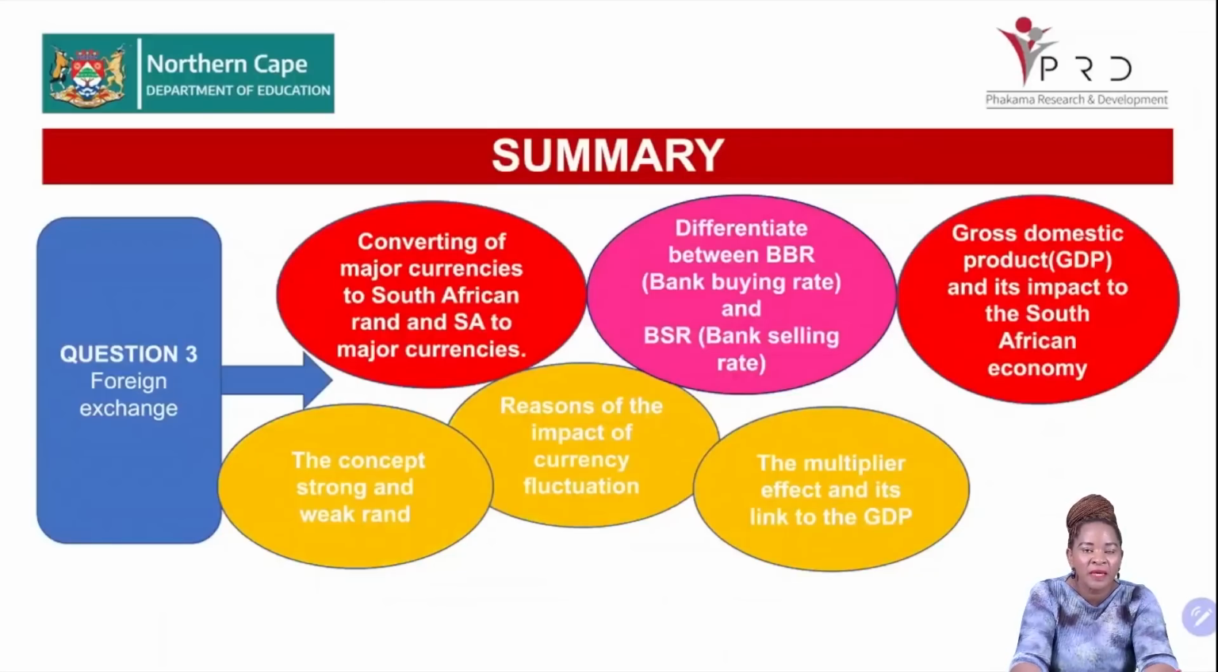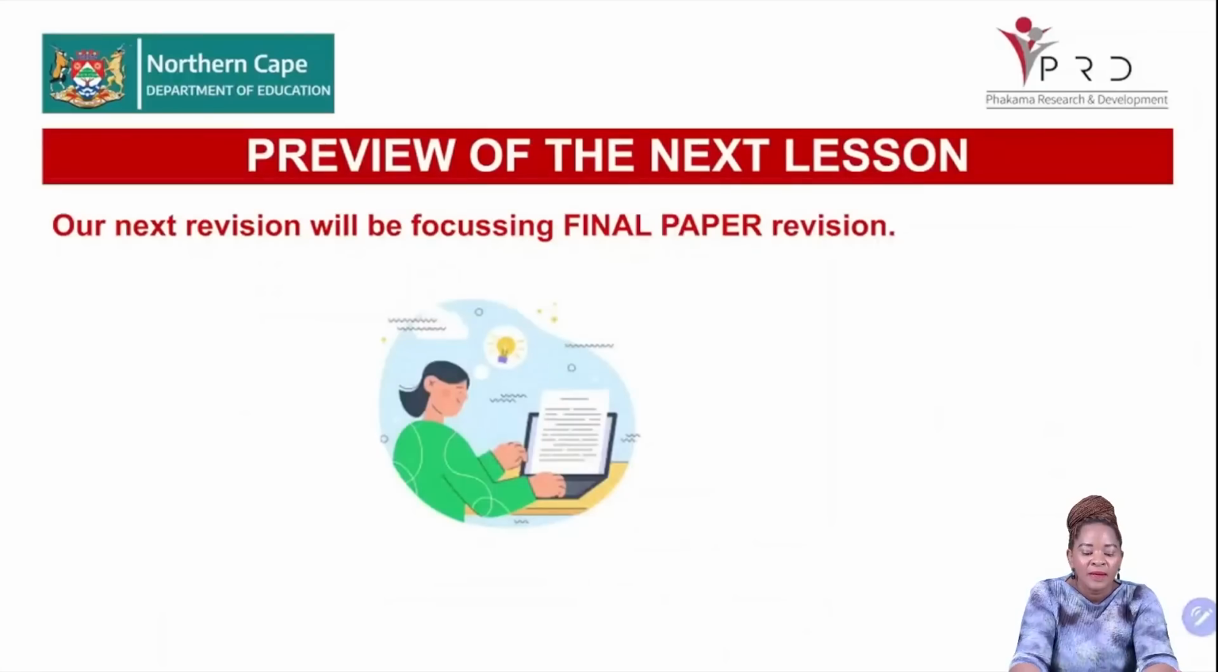Remember, section B is only question 1 and question 2 for 90 marks, and you cannot afford to lose those marks. Our next lesson is going to be focusing again on the final paper revision, because that's what we are doing now, grade 12 learners.